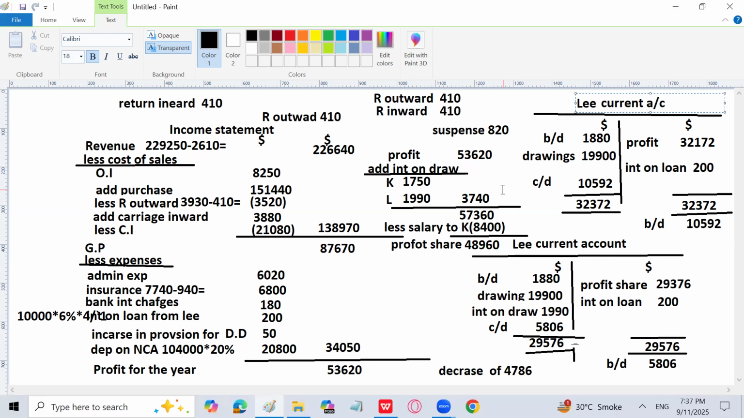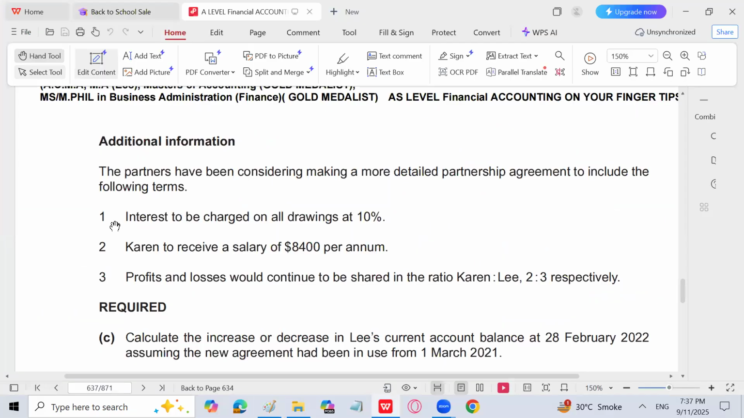Definitely it looks as if this question belongs to the A levels. That is why it was not that simple. We have prepared the income statement, we have prepared the current account first, then again we have to prepare the current account with the partnership agreement. But for that, you have to prepare a small appropriation account so that you can find the profit share of Lee, which is supposed to be given now after the adjustment.